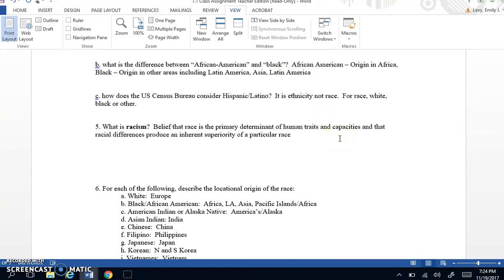Next, how does the United States Census Bureau consider Hispanic or Latino? It is an ethnicity, not a race. For race, most Hispanics, Latinos would be white, black, or other. This is why it's very confusing when people try to define Hispanics as a race.